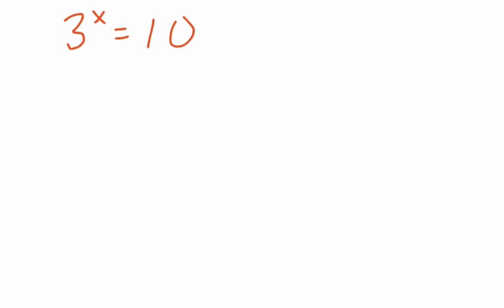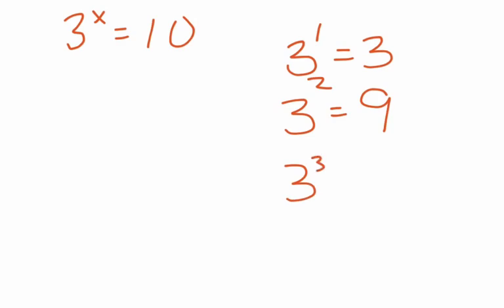And so I do want to address some of the things that tend to come up when we talk about it. First of all, we can't write 10 as a power of 3. Because we have 3 to the first power is 3, 3 squared is 9, and 3 to the third is 27. And you'll notice that we skip over the 10.